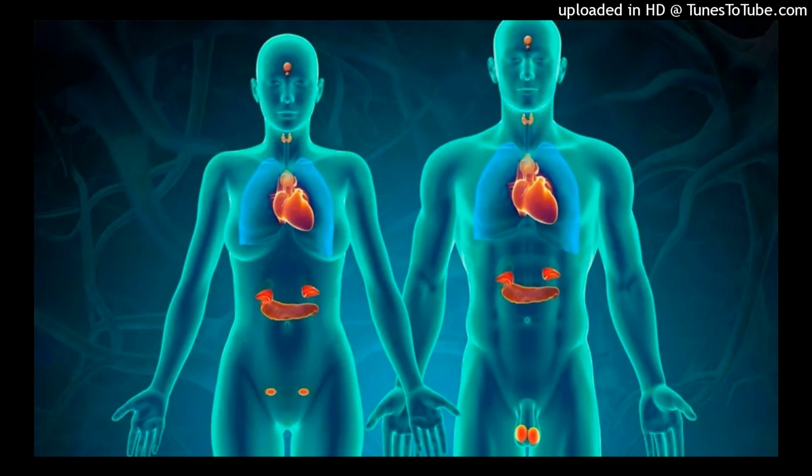Types of thyroid cancer. The four main types of thyroid cancer are papillary, follicular, medullary, and anaplastic. Papillary thyroid cancer is the most common type, accounting for about 70 to 80% of all thyroid cancers. Papillary cancer tends to grow slowly. It initially spreads to lymph nodes in the neck.